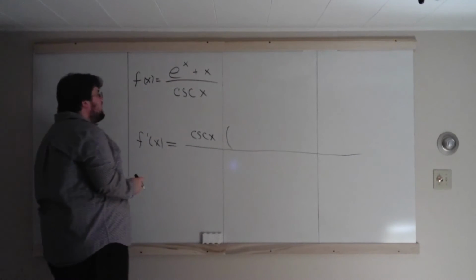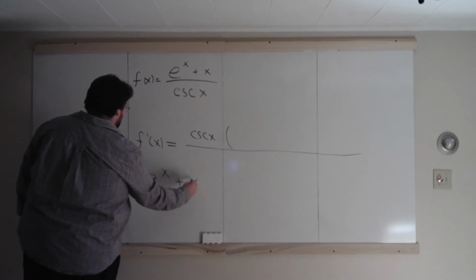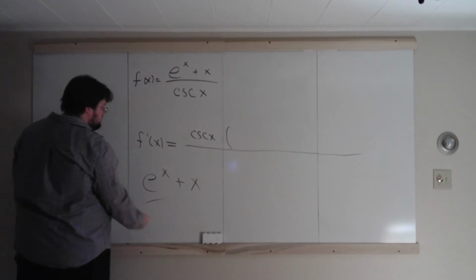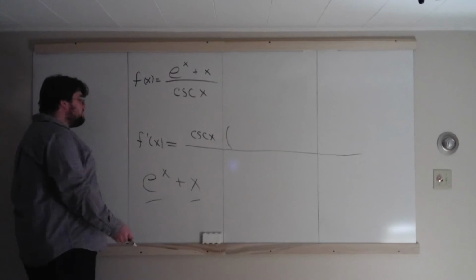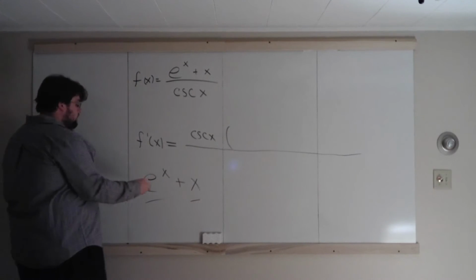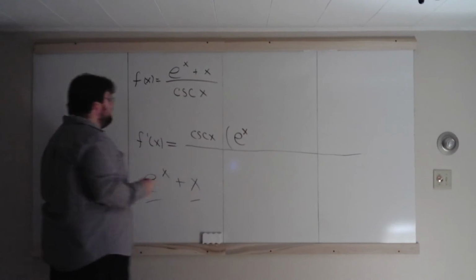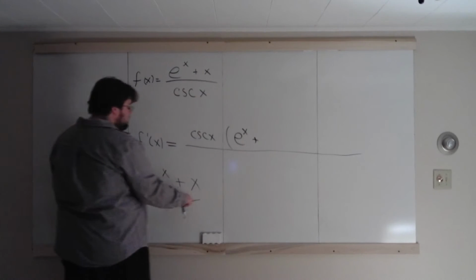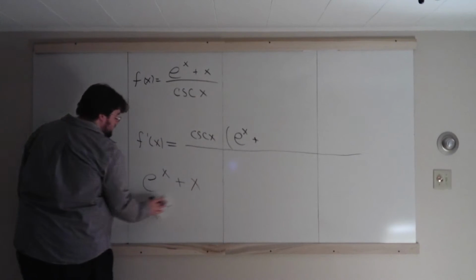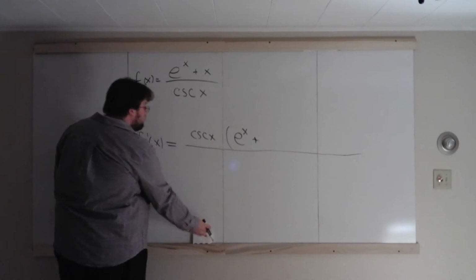What's the derivative of the top? Well, the top is e to the x plus x. So it's something plus something else, so you can do the derivative one piece at a time. The derivative of e to the x is itself, plus the derivative of x. Well, that's a constant times x, or a 1 times x. The derivative of 1 times x is 1.